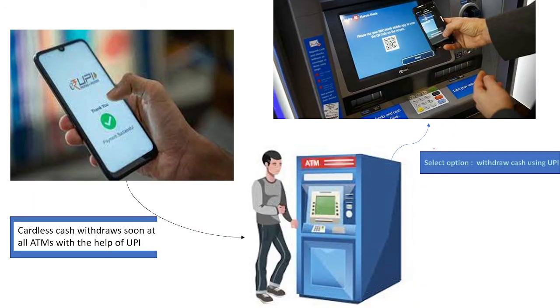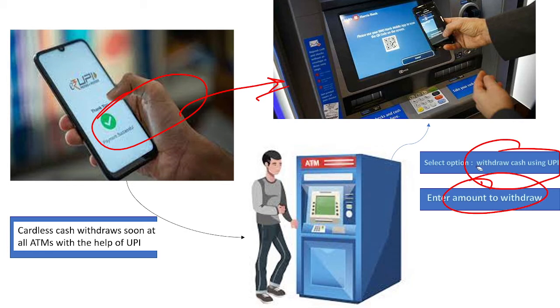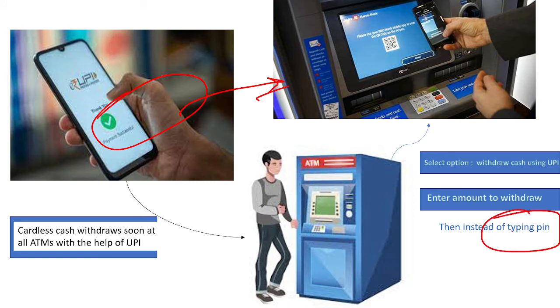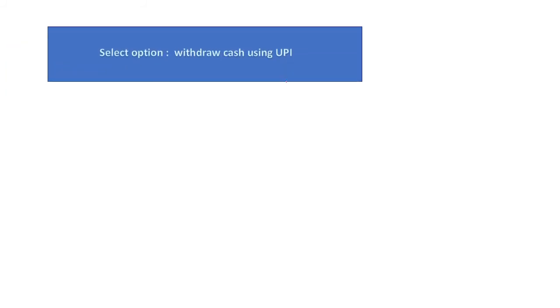Once we are using the UPI app for withdrawing money, we'll have one new option there called withdraw using UPI, right? Once that option is there, we need to select it, and then enter the amount that we need to withdraw, right? Then after that, instead of typing the pin, the screen will ask for a barcode similar to this one, right? After that barcode is generated, we need to scan it through our cell phones, similar to this. Once that barcode is scanned through the cell phone, we can collect the amount, right?